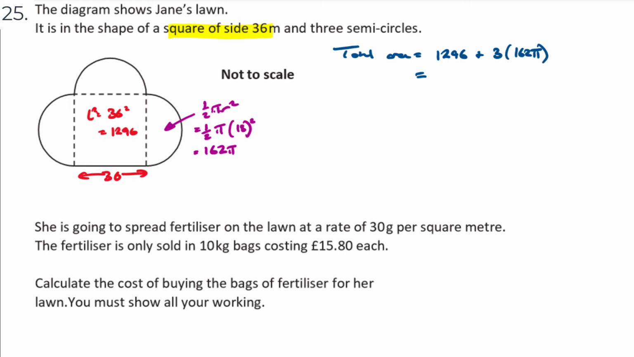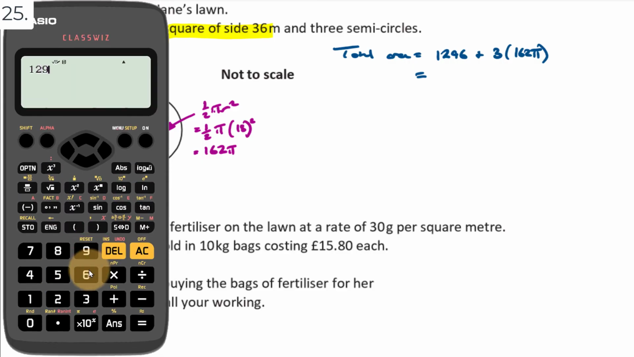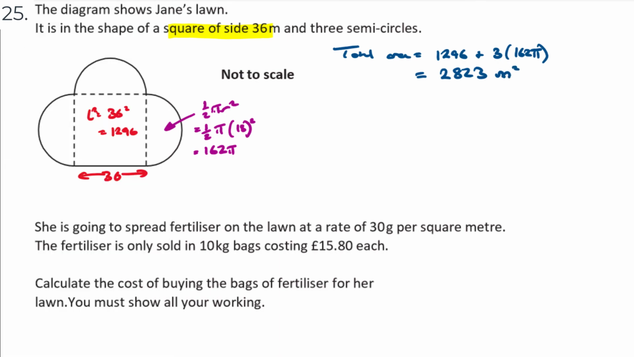So 1296 plus 3 times 162 lots of pi comes out to be 2822.81. I'm just going to round off to 4 significant figures for now because I want to drop down to 3 later probably. So let's just round it off to 2823. 2823 meters squared then. Okay, so that's the area of her lawn combined. Right, so we're making progress.